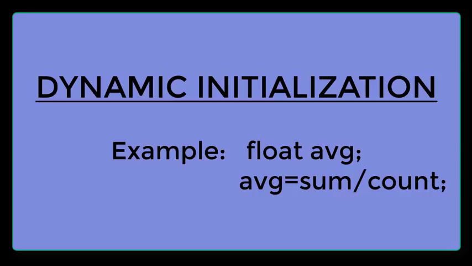Dynamic initialization. C++ permits initialization of the variables at runtime. This is referred to as dynamic initialization. In the example shown, it will initialize average using the information available at runtime, that is, using the values of sum and count known at runtime.